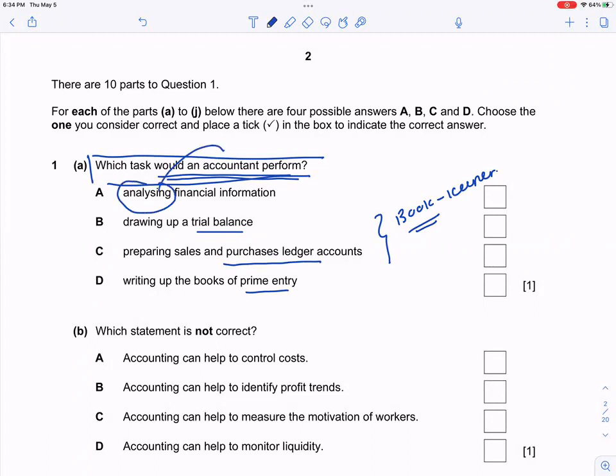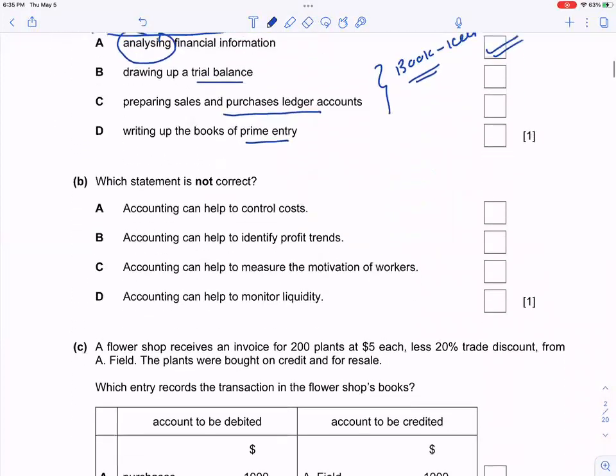An accountant does the major task; these small things, just writing or preparing an account, is done by whom? So all the writing up of the things is done by a bookkeeper. An accountant will analyze the financial information. So it is there. Come on, read the second one.